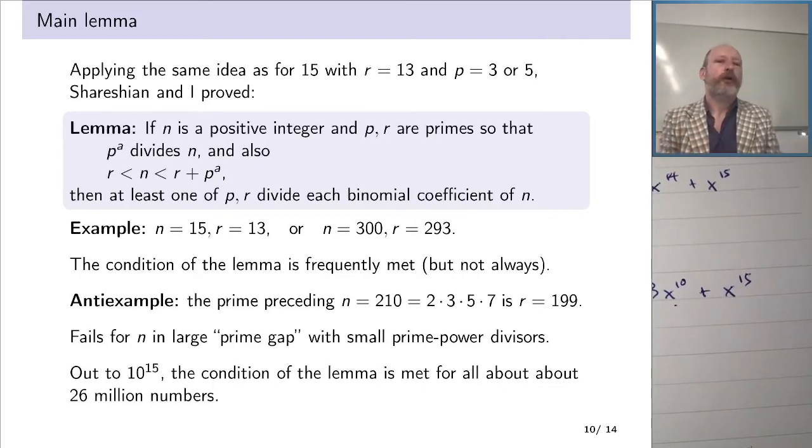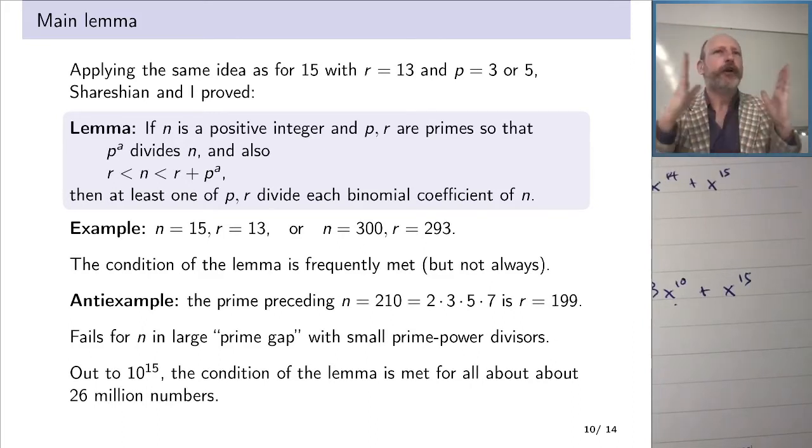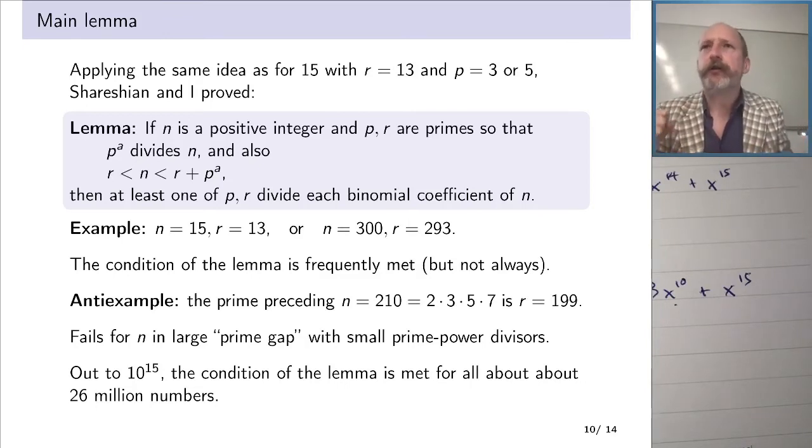Okay. So what went wrong there? Well, we had a relatively large gap between primes, and we had a number which had only small prime power divisors in that gap. And when that happens, you have a situation where you can't automatically win by this lemma. Now, this lemma is just a sufficient condition. It's not a necessary condition, so it doesn't kill us.